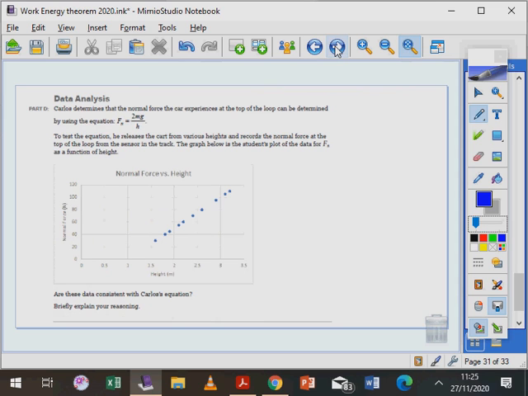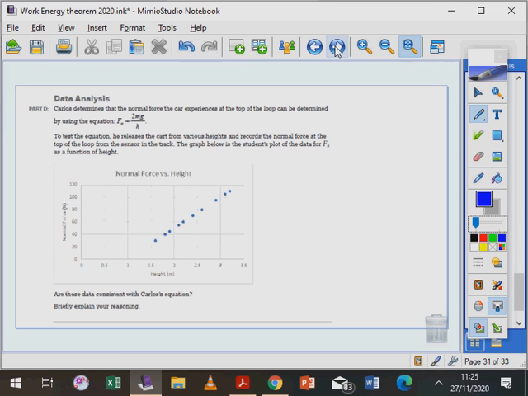Okay, you guys, you write later. Let me first explain, I'll forget. Carlos determines that the normal force the car experiences at the top of the loop can be determined by that equation, right? Fn equals 2mg over h. To test the equation, he releases the kart from various heights and records the normal force at the top of the loop from the sensor in the track. The graph is the student's plot of the data for Fn as a function of height. Is this data consistent with the equation?